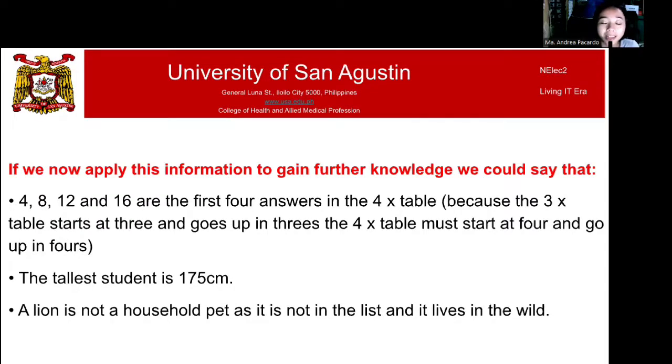If we now apply this information to gain further knowledge, we could say that 4, 8, 12, and 16 are the first four answers in the 4 times multiplication table. Why? Because the 3 times multiplication table starts at 3 and goes up in threes, so the 4 times table must start at 4 and go up in fours. From the other examples earlier, the tallest student in the class is 175 centimeters, and a lion is not a household pet as it is not in the list and it lives in the wild.